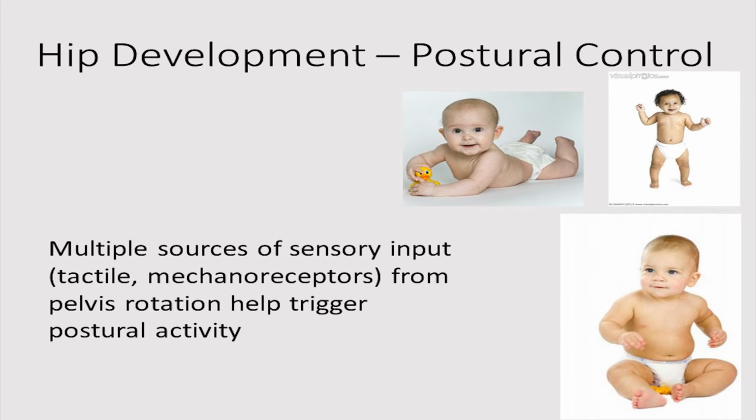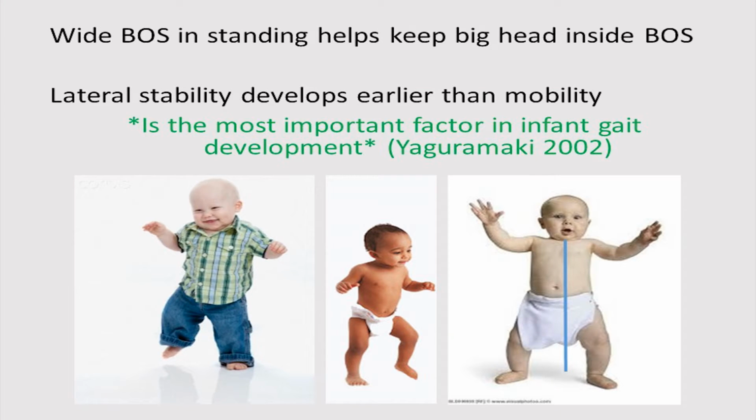There are multiple sources of sensory input through tactile and mechanoreceptors from the pelvis through rotation and then also through the contact with the floor that help to trigger postural activity. So that wide base of support helps to keep, again, that toddler's big head inside their base of support. Toddlers have very large heads in relation to the rest of their body, so they need that wide base of support to maintain stability. And lateral stability develops before mobility and may actually be the most important factor in infant gait development.